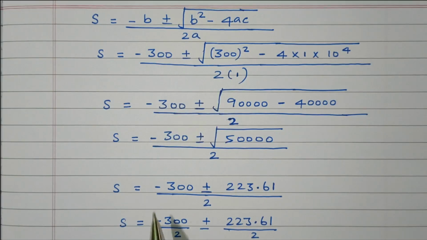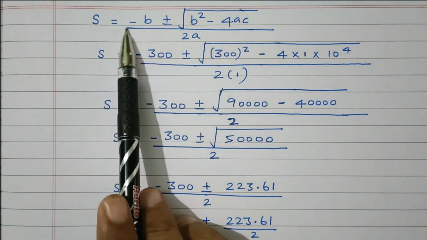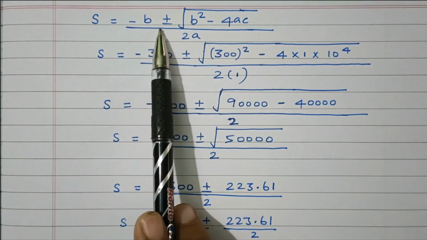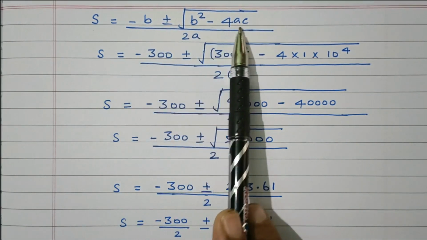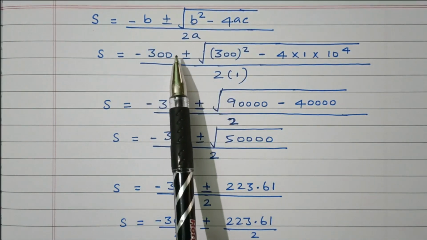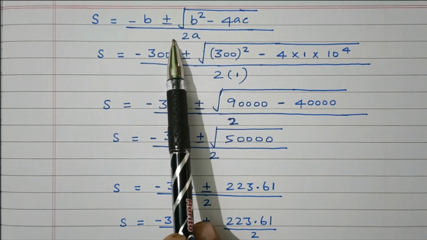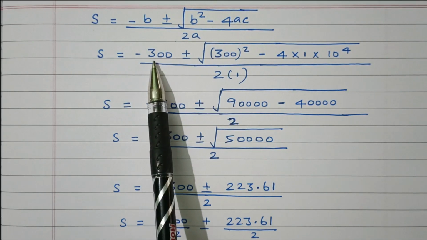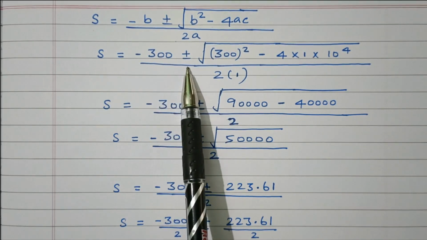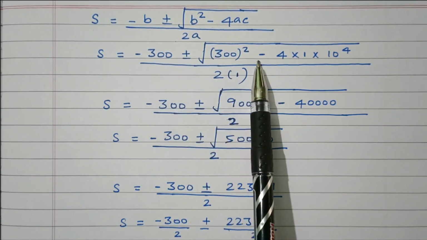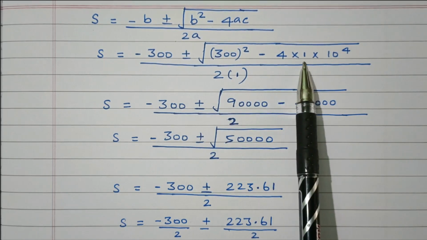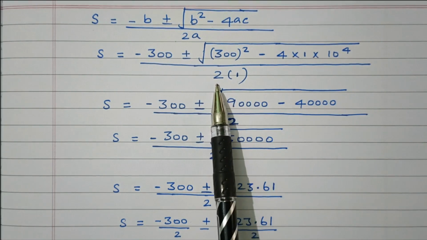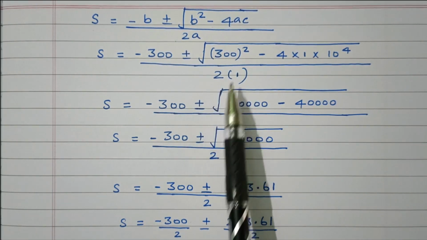So we know that the standard formula is s equal to, otherwise x equal to, here we are using s equal to minus b plus or minus square root of b square minus 4ac divided by 2a. So we can get the solution of this quadratic equation by using this formula. So s equal to minus b, b is 300, plus or minus square root of 300 square minus 4 into a value is 1, c value is 10 to the power 4, divided by 2a. 2 into a is 2.